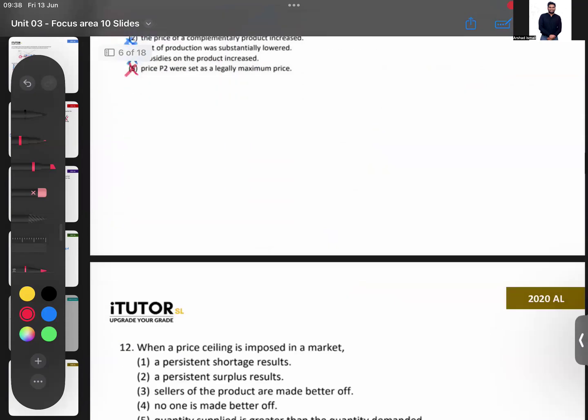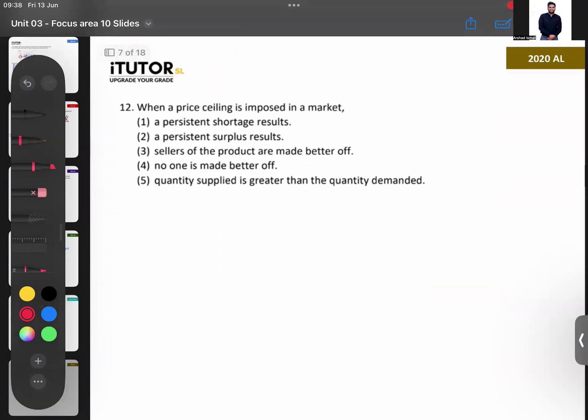Then the next one, 2020. Okay, this is easy. When a price ceiling is imposed in a market, what will happen? When you have a price ceiling, that means a maximum price, what do you think happens? A persistent shortage results, a persistent surplus results. Sellers of the product are made better off. No one is made better off. Quantity supplied is greater than quantity demanded. Do you have a surplus of the goods or a shortage of goods when you put a maximum price?